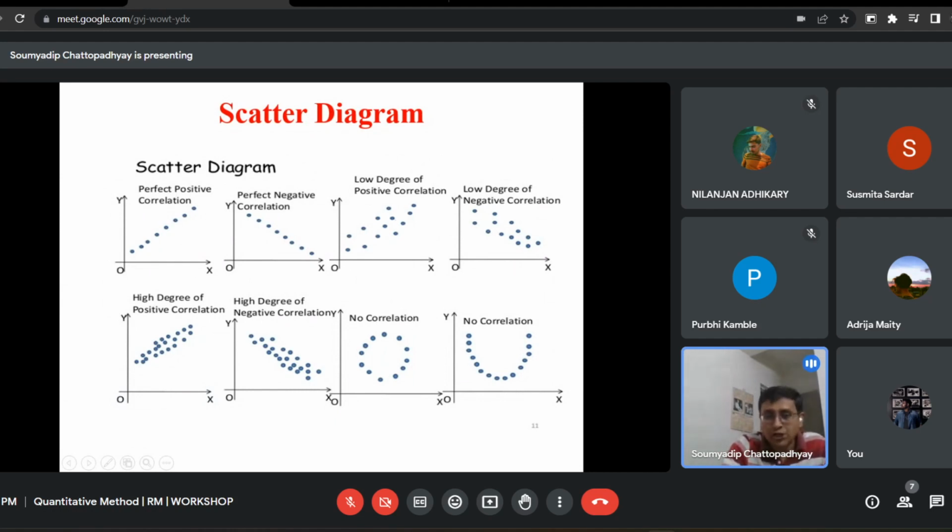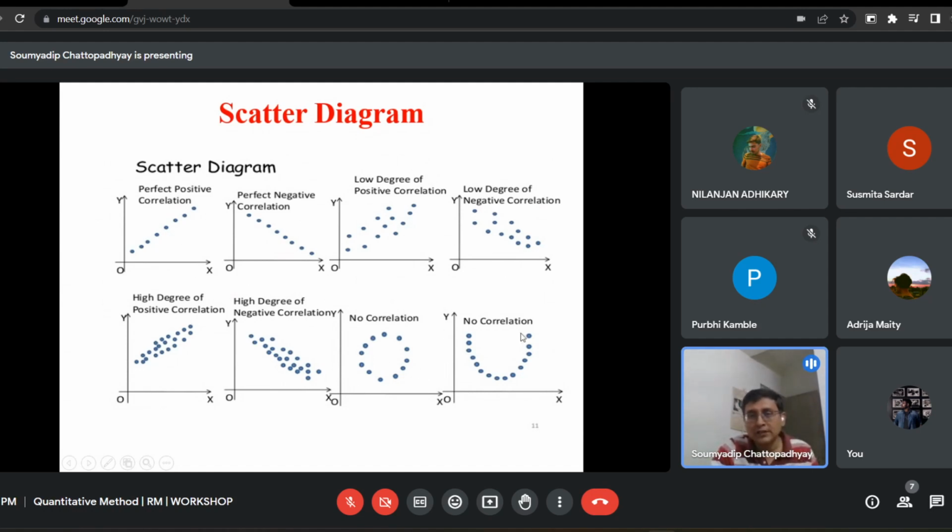Similarly, if you compare these two particular figures, this one is representative of a low degree of negative correlation, but this is representative of a high degree of negative correlation, because of the same reason. Here, the points are concentrated more closely to a particular straight line, but here the points are scattered with respect to a particular straight line.